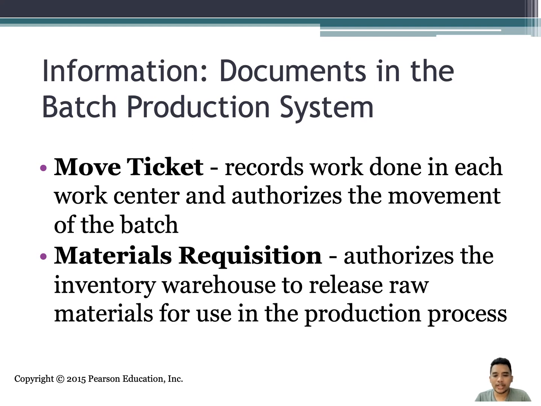Next is the material requisition. It authorizes the inventory warehouse to release raw materials for use in the production cycle. So based on the bill of materials, the production batch and the sales forecast, you will now use the materials requisition to pull out the specific quantity of raw materials needed for that specific production cycle.